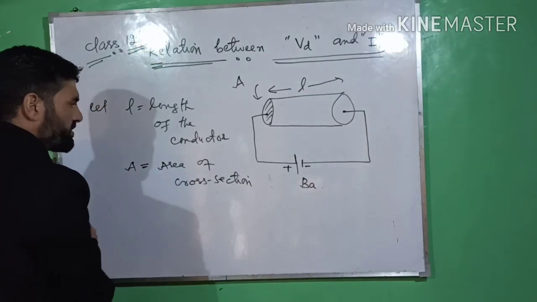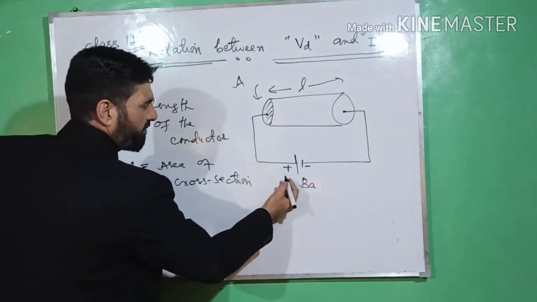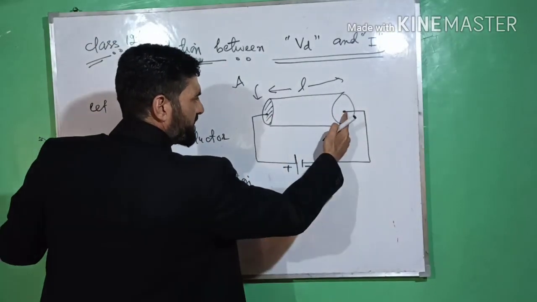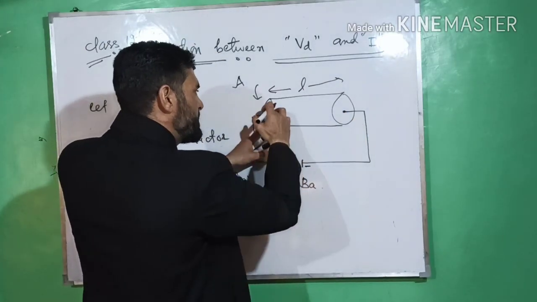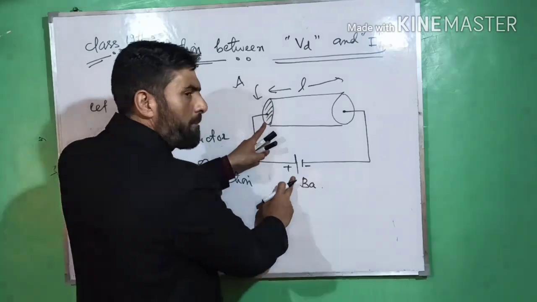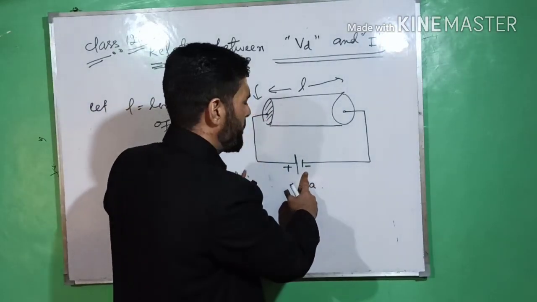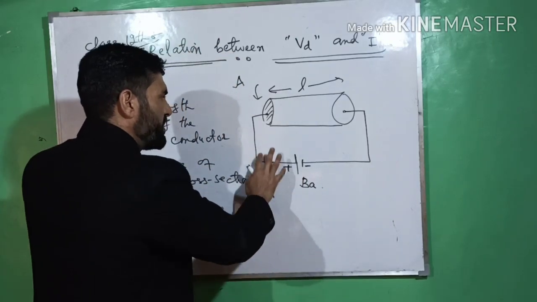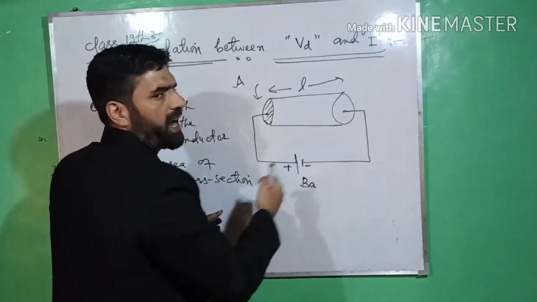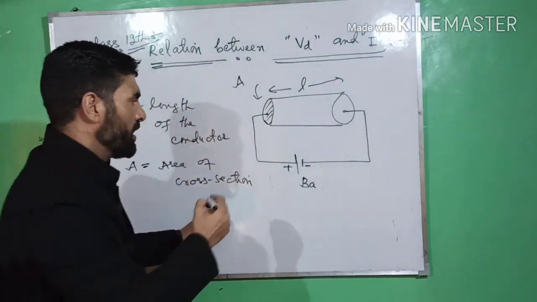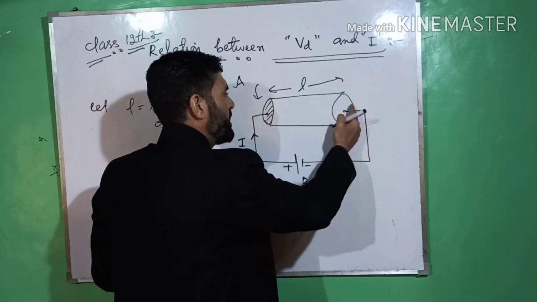And dear students, we know that when we apply potential difference across the ends of the conductor due to this battery, because this end is connected to the positive of the battery and this end to the negative, current flows through the conductor. The direction of conventional current is from positive to negative throughout this circuit.